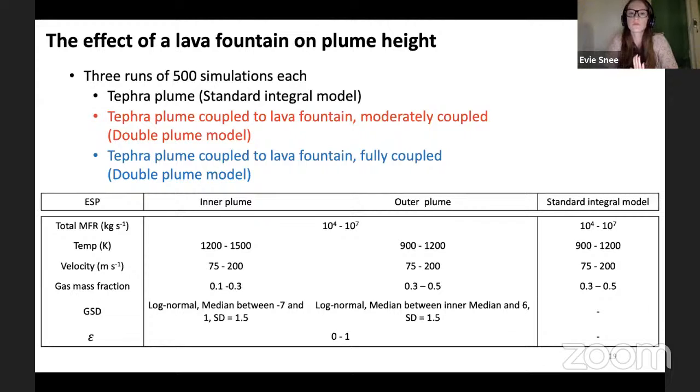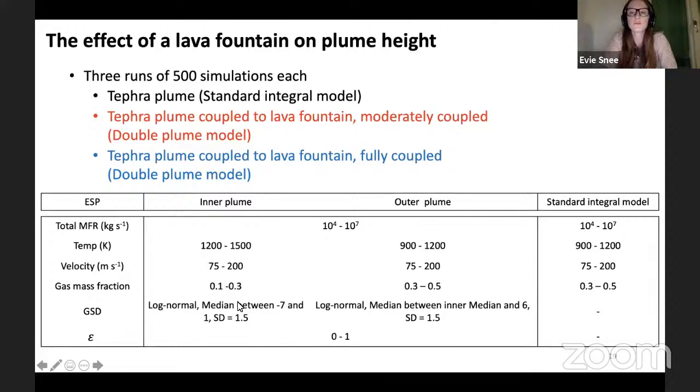And this will be modeled with the double plume model. And then thirdly, with a tephra plume that is coupled to a lava fountain where it is fully coupled. And once again, we'll be using the double plume model to do this. In this table here are listed the source parameters and the ranges we're exploring.